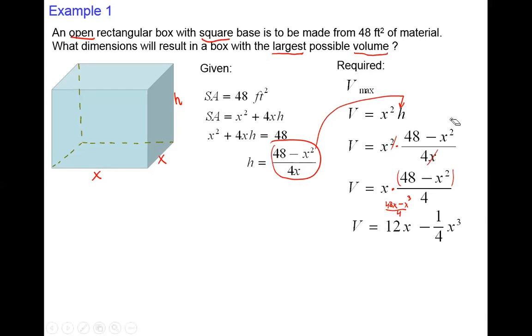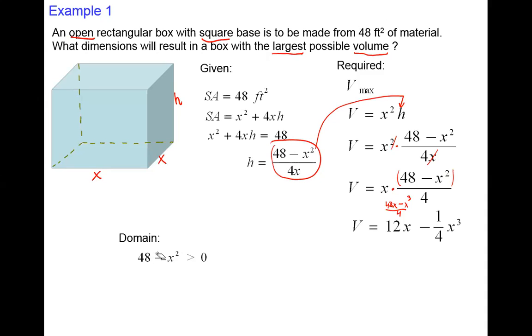Before we differentiate, one thing is important, the domain. We definitely know that x and h must be positive, but we also have some constraints. We have some limitation because of that 48 square feet of material. We can see x in the denominator, for x positive it's fine, but 48 minus x squared must always be positive too, okay? Because I can't have negative numbers, because if this numerator is negative, the whole h will be negative.